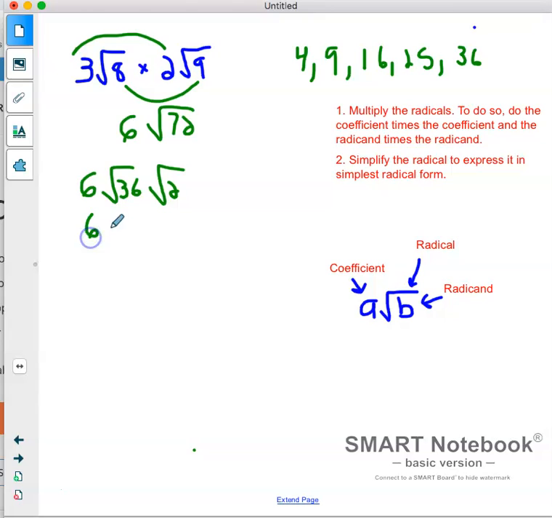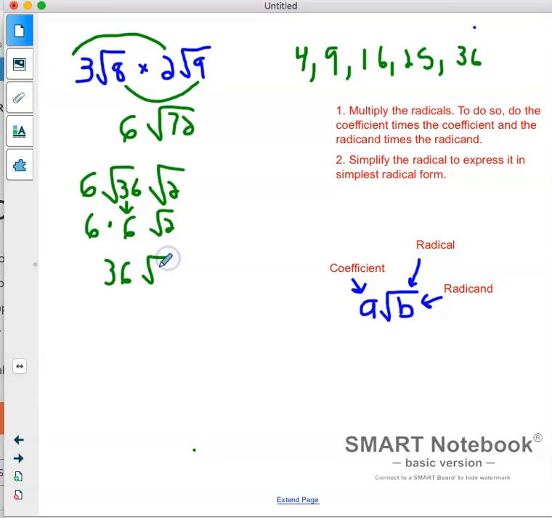Now the square root of 36 is 6, so that's going to break free from the radical. It doesn't have a radical over it anymore. And then the last step would be to multiply the coefficient and our new coefficient that came out of the radical. So 6 times 6 is 36, radical 2.